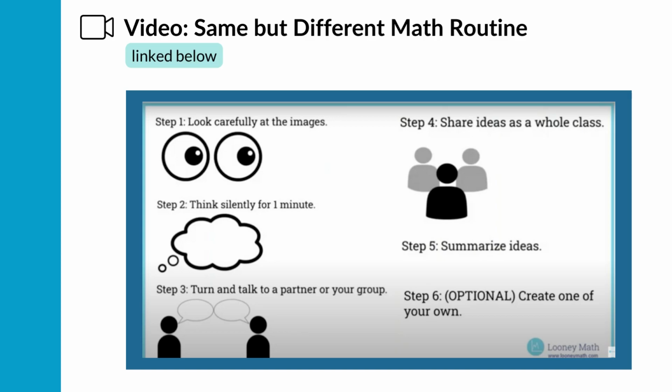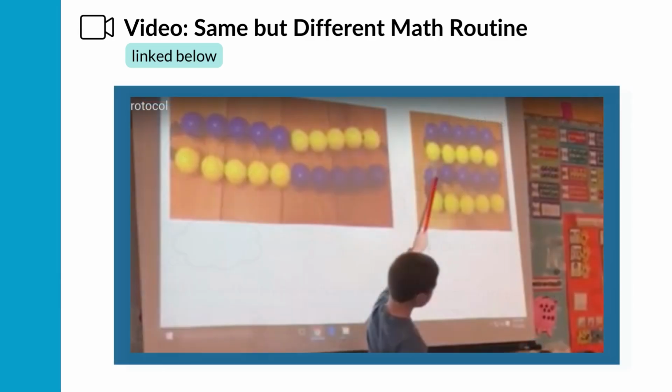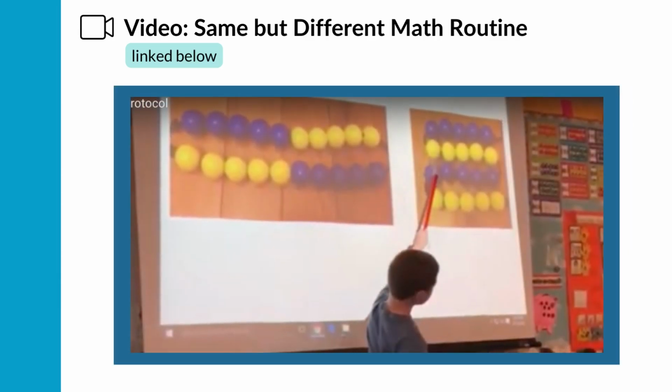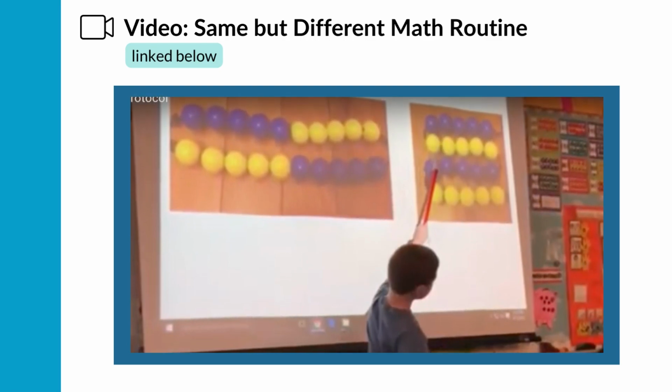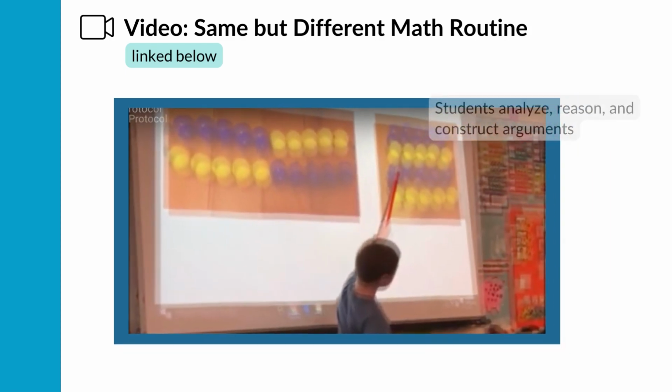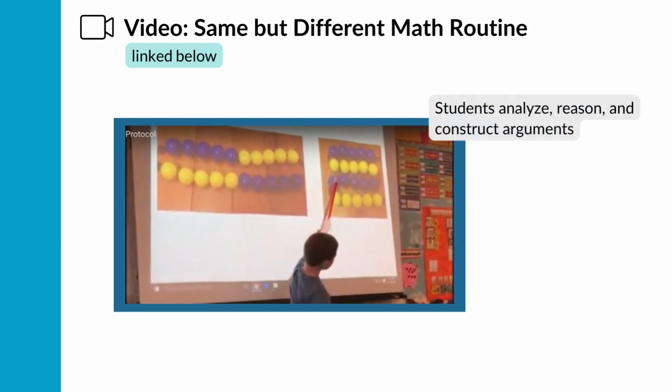Same But Different is a math routine where students observe and discuss the similarities and differences between two or more mathematical representations or objects. Through the teacher's intentional facilitation, students analyze, reason, and construct arguments about essential mathematical relationships, patterns, and concepts. These relationships, patterns, and concepts underpin the strategies and models that students use when adding and subtracting.